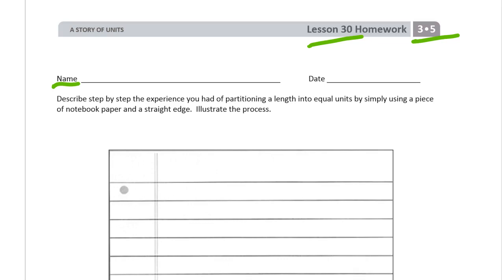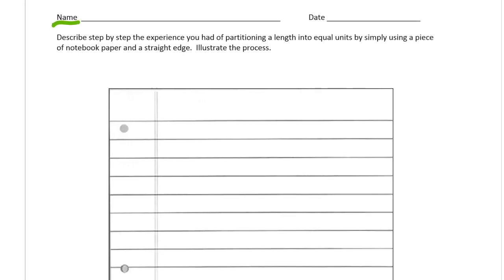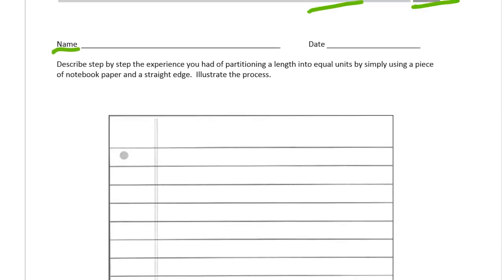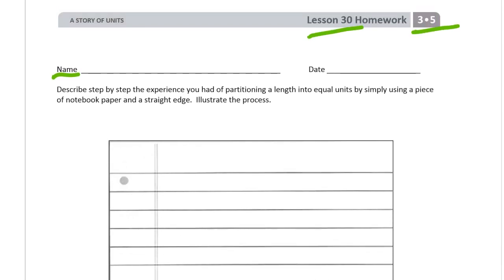Now, this is an unusual homework assignment. It involves just remembering what we did for this lesson in school. Describe step by step the experience you had of partitioning a length into equal units by simply using a piece of notebook paper and a straight edge. Illustrate the process. Illustrate means to draw a picture of it.